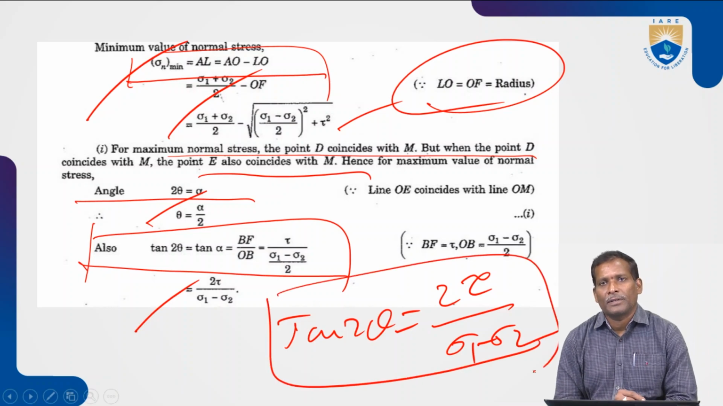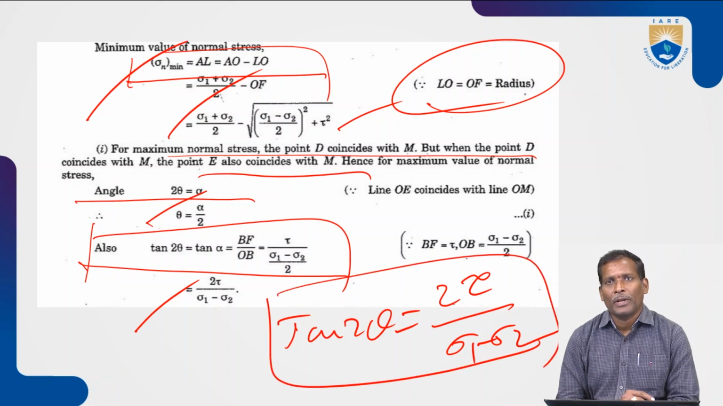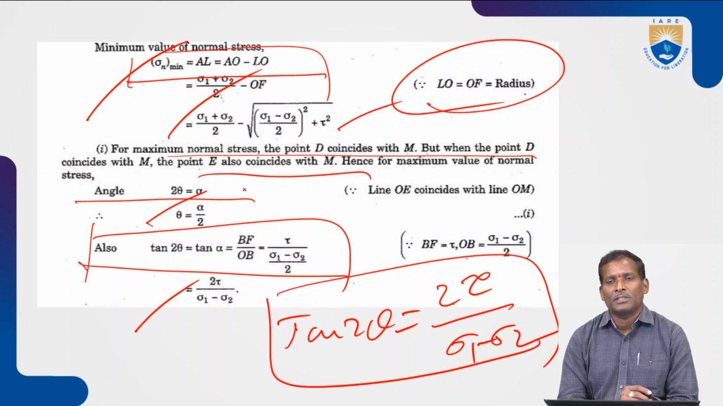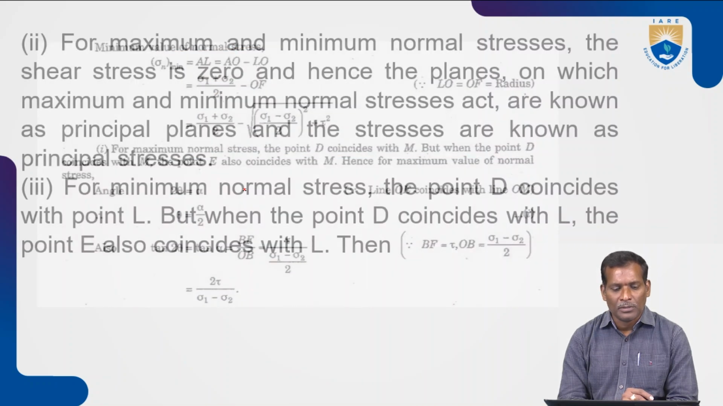This is the orientation of the plane. So whenever the maximum normal stress occurs, the point D coincides with M, and also E coincides with M when the angle 2 theta is equal to alpha. So now tan 2 theta is equal to 2 tau by sigma 1 minus sigma 2.